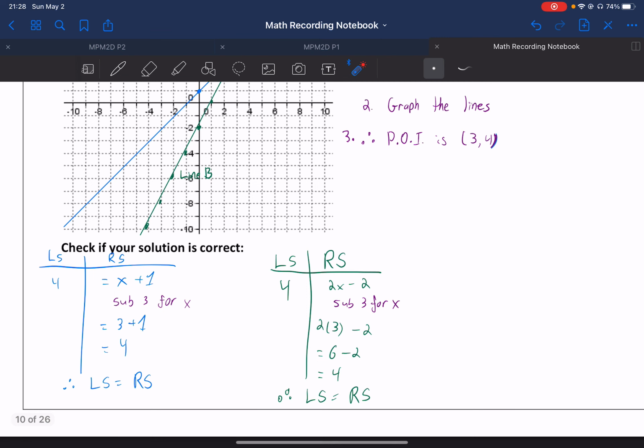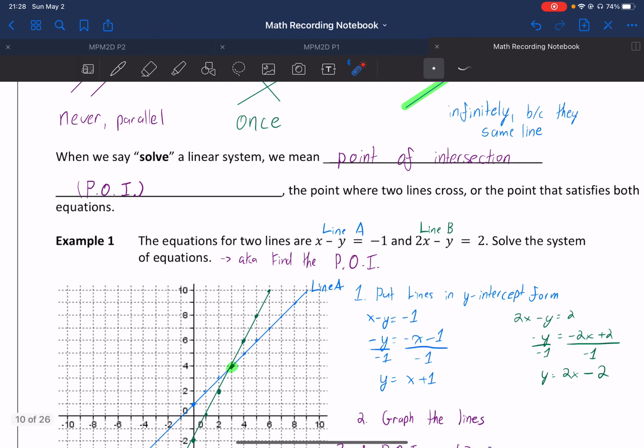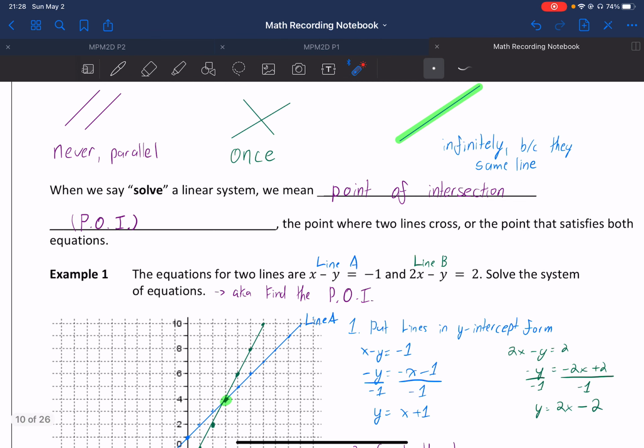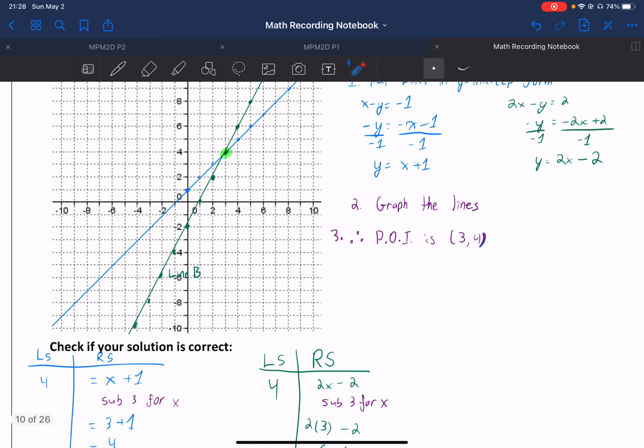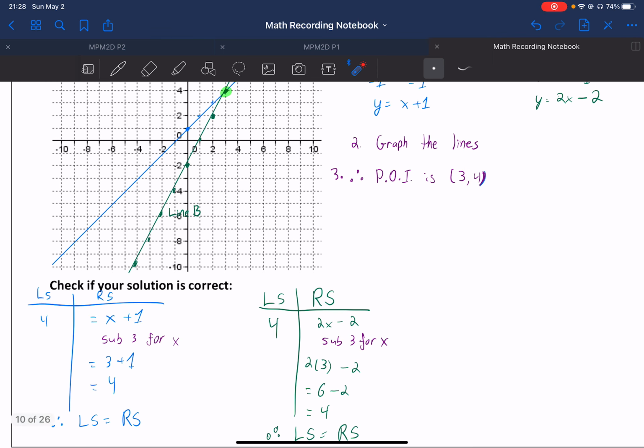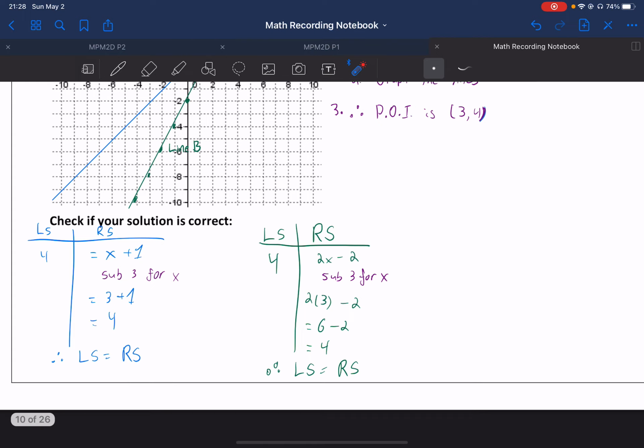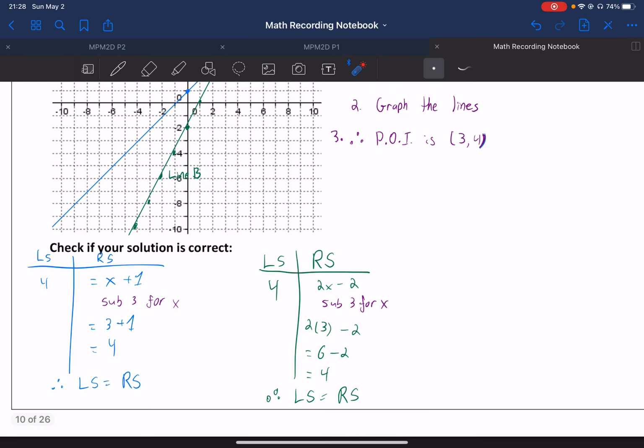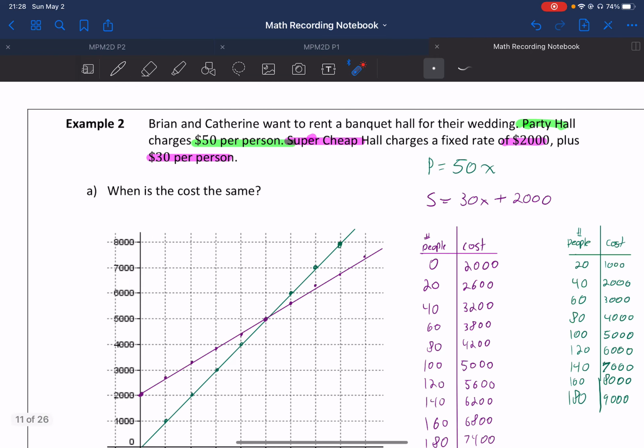Checking our solution. Now, a point of intersection, if you look up here, is a point that satisfies both equations. So what that means is if we put the x into the equation, we should get the same left side. Looking between the two of them, I put the 3 in this one to see if I would get 4. Put the 3 in this one to see if I got 4. Yep, they both gave us the right information, and we are good to go. Both have left side equals right side.